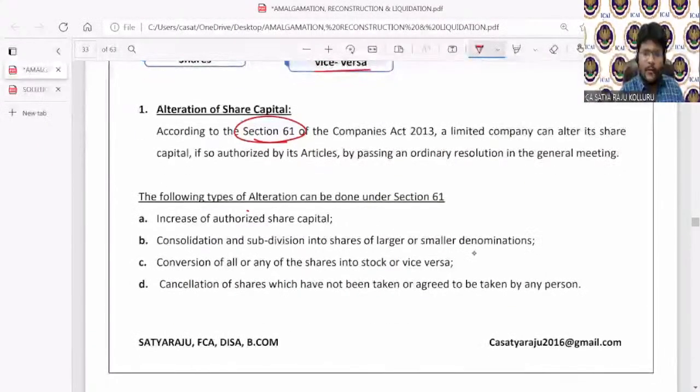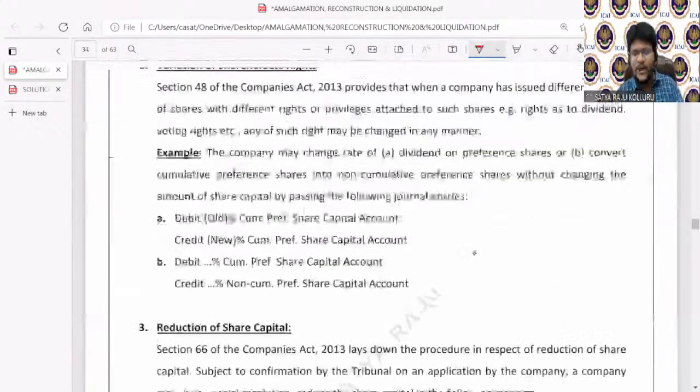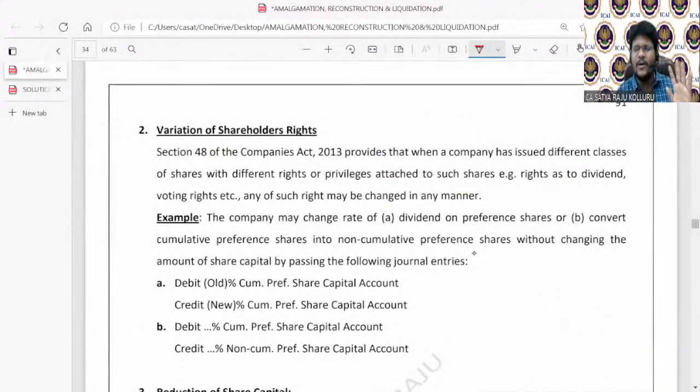The following types of alteration can be done under section 61. Increase of authorized capital. Actually, I had not discussed it. In case of increase of authorized share capital, we do not pass any journal entry. Just in the balance sheet, we increase it. Am I right? Consolidation and subdivision of shares, we already saw through my OneNote. Conversion of all or any of the shares into stock or vice versa. So all such things generally occur in case of alteration of share capital. This is not that much material, so I'm just confirming the things.